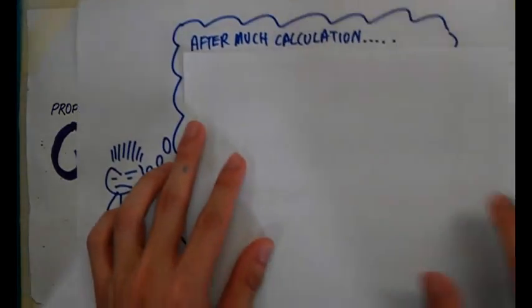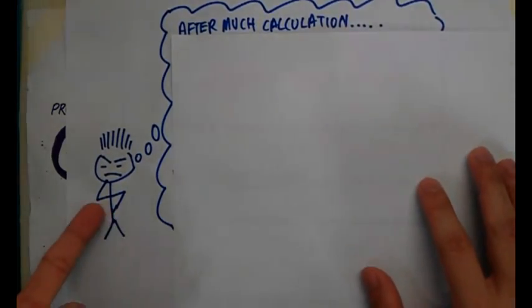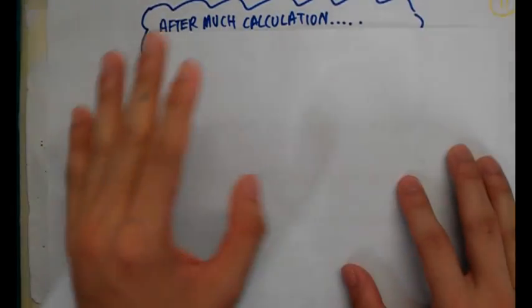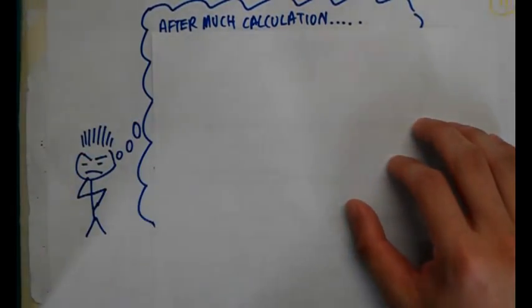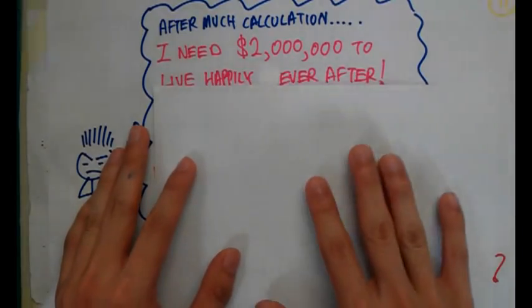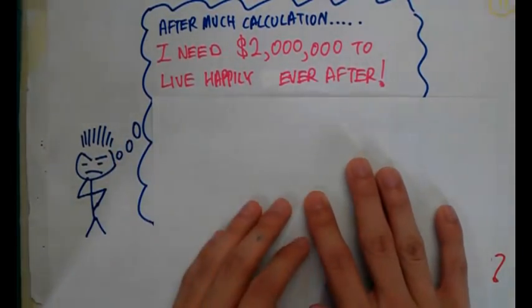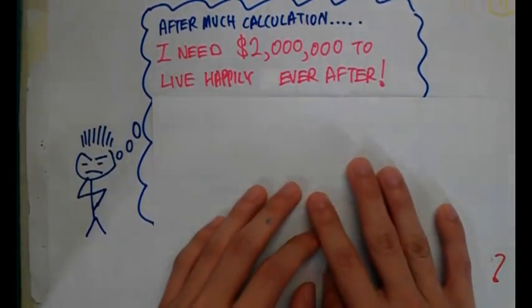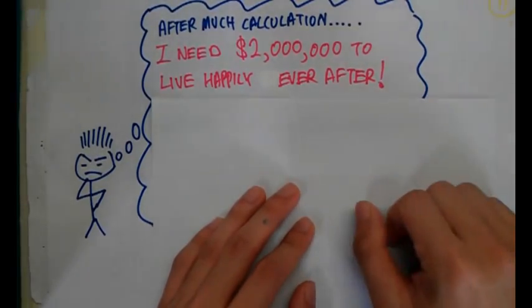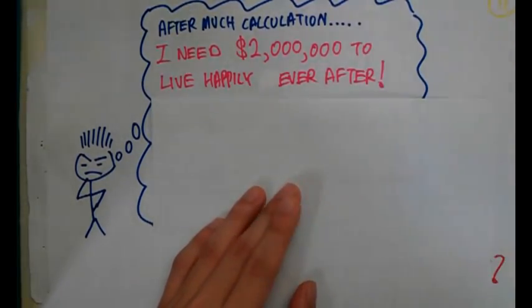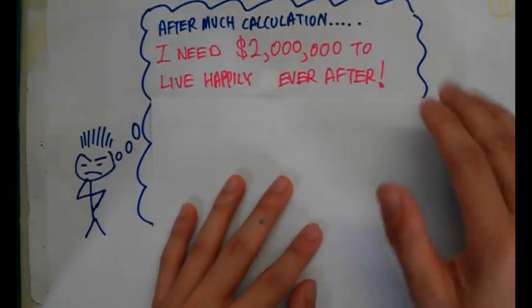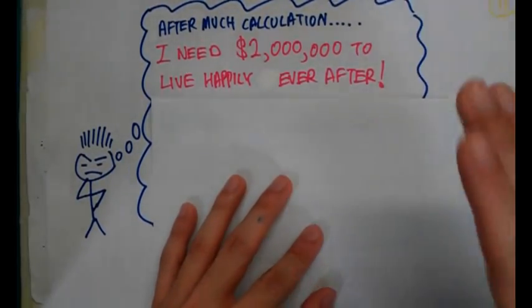Imagine this is you. You did some calculation. You are very detailed, a very forward-planning person. After calculating, you realize that you need $2 million to live happily ever after. So you decided what kind of house you want, what kind of car you want, how many kids you want, how many wives or husbands you want, and you decided, I need $2 million to live this life that I want to live.